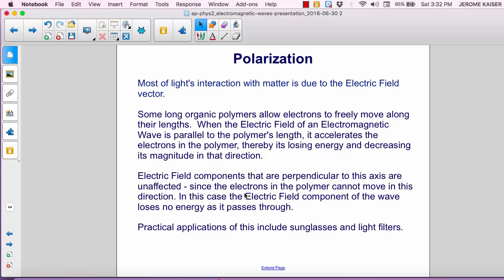Electric field components that are perpendicular to this axis are unaffected, since the electrons in the polymer are not free to move in this direction. In this case, the electric field component of the wave loses no energy as it passes. Practical applications of this turn out to be things like sunglasses and light filters.